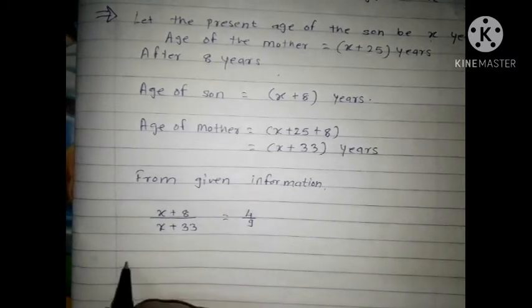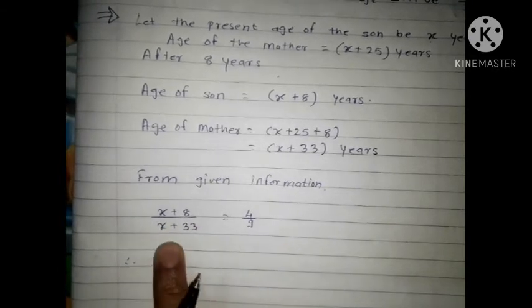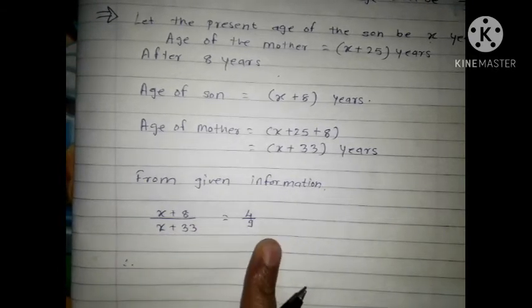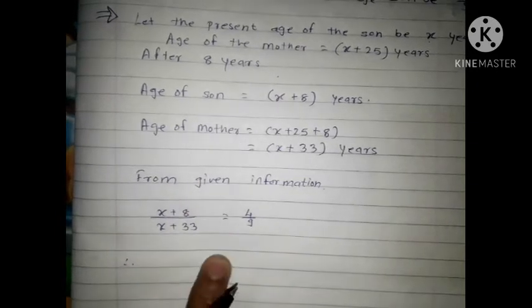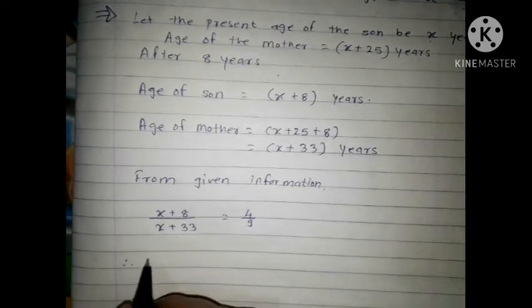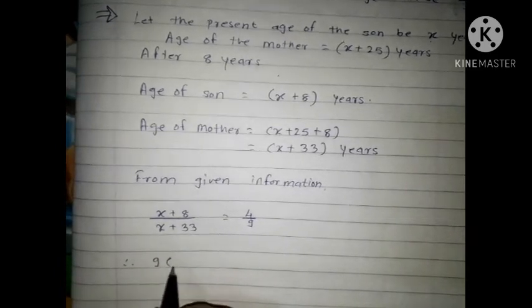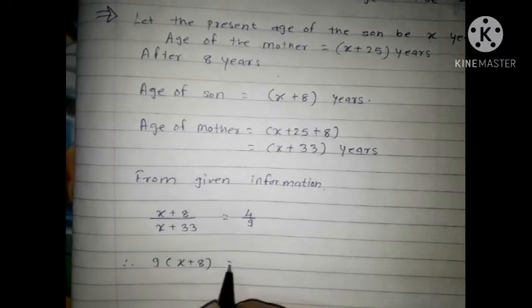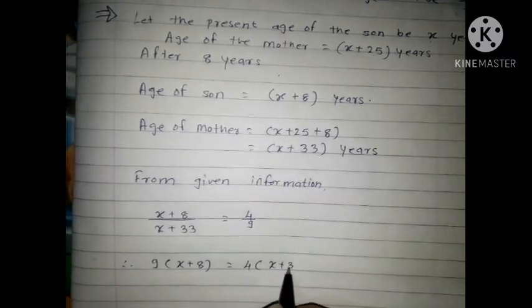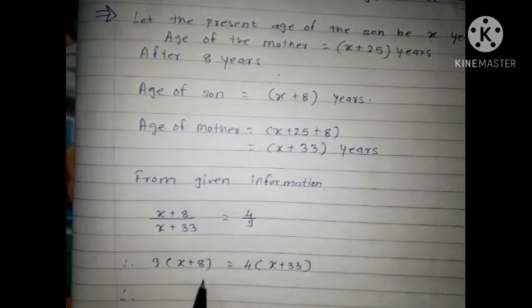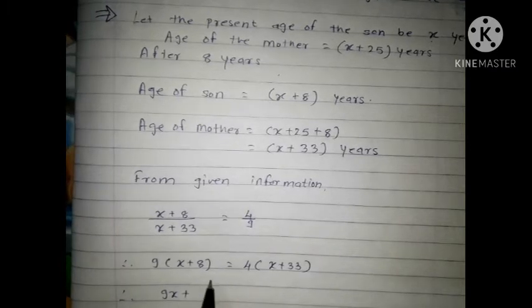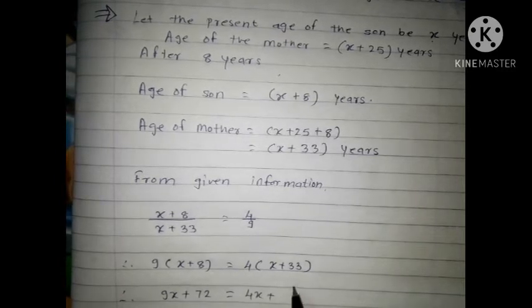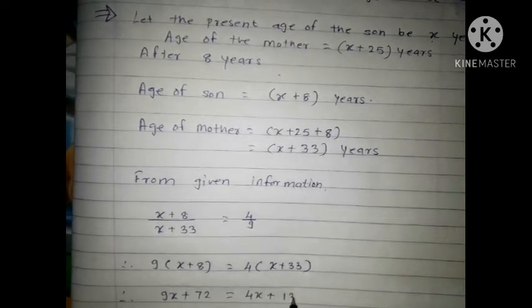Now by doing cross multiplication, you have already learned how to solve equation in one variable in practice set number 12.1. In that same way we have to solve this equation in one variable by doing cross multiplication. 9 into x plus 8 is equal to 4 into x plus 33. Therefore 9x plus 9 eights are 72 is equal to 4x plus 4 into 33 is equal to 132.